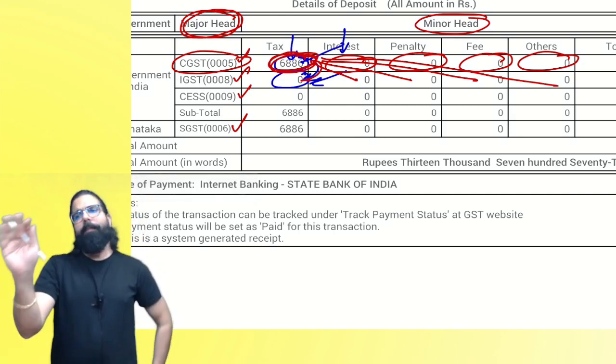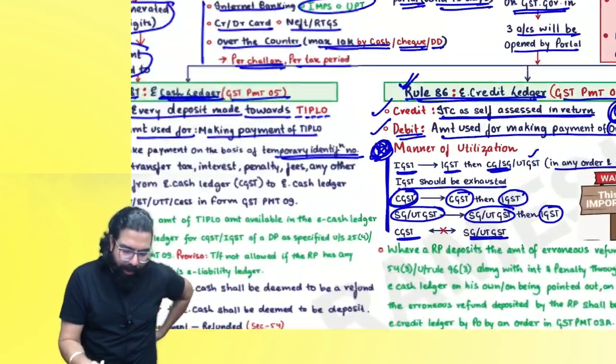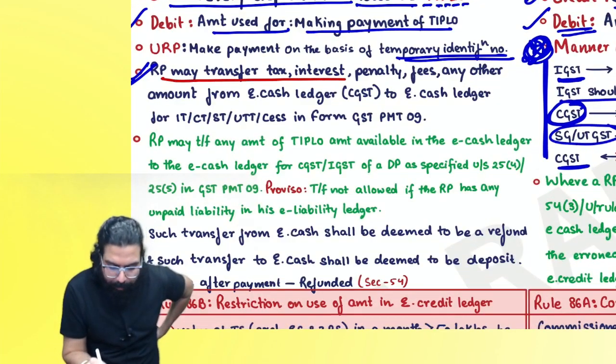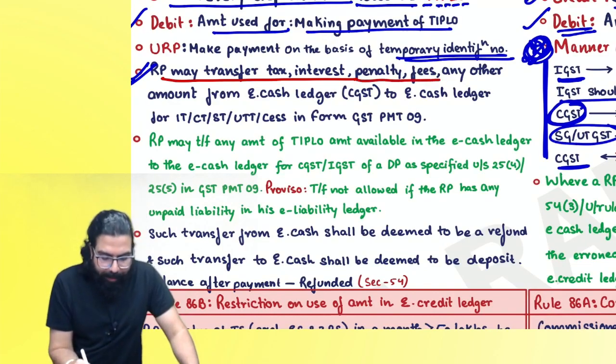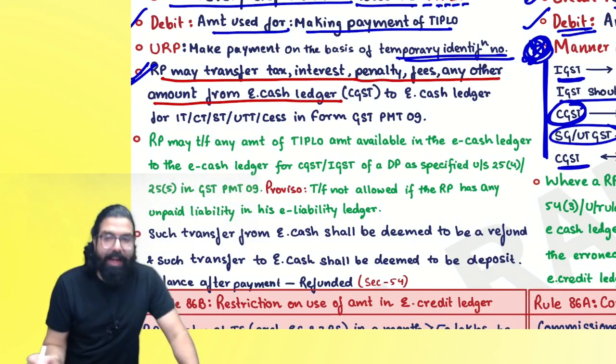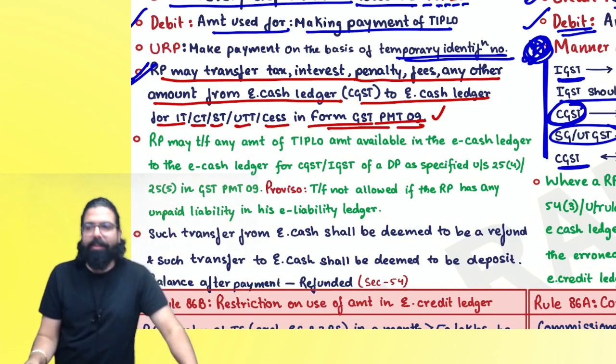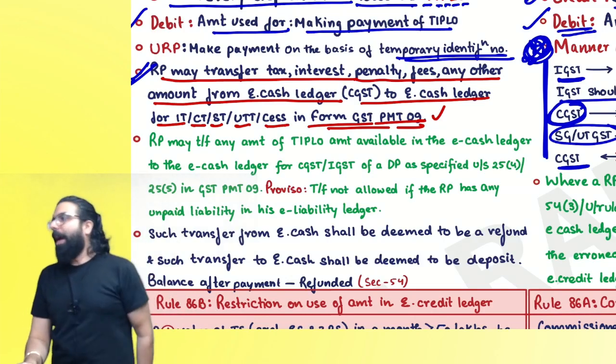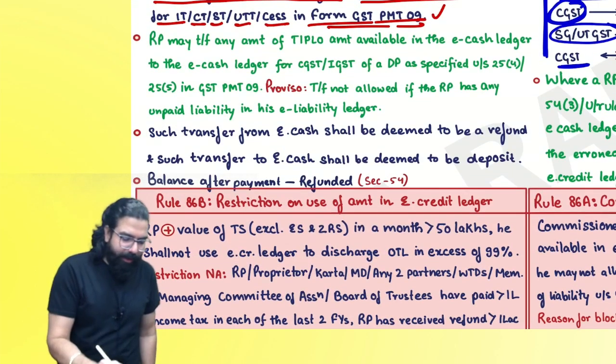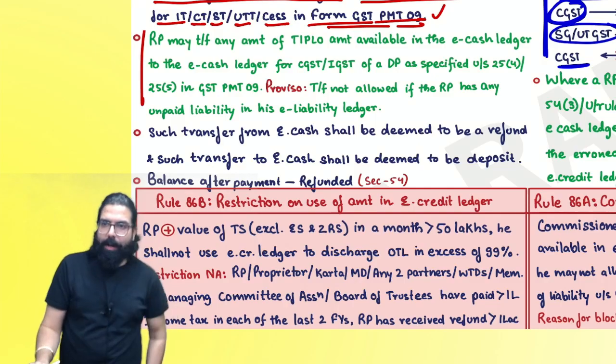GST PMT09. Everyone, that is the next point over here, that a registered person may transfer the tax, interest, penalty, fees, or any other amount from the e-cash ledger to the e-cash ledger of IGST, CGST, SGST, UTGST. It says you have to use just form GST PMT09. Can we go ahead, everyone? The next one over here, this amendment, I'll talk about in the amendment later. Can I go ahead, everyone?